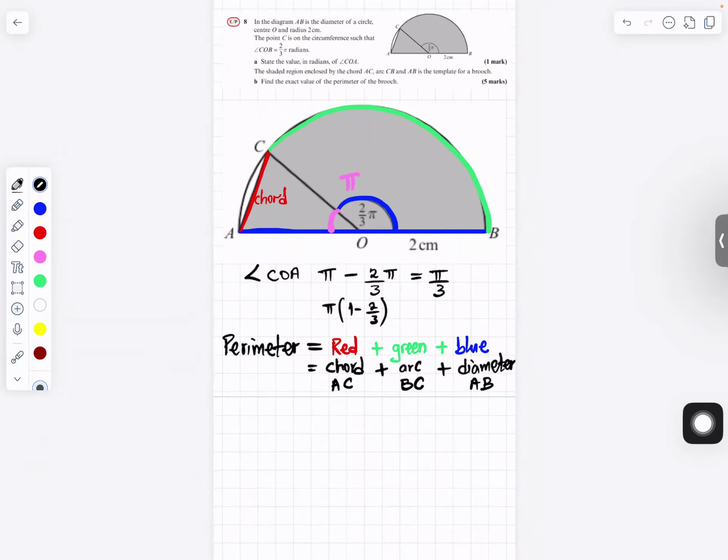Do we know the diameter? Yes, we know the blue one. We want to find the chord. We know that angle is pi over 3. We can use the cosine rule, because the two lengths are 2 centimeters. This radius is 2 centimeters, correct? And this one is 2 centimeters.